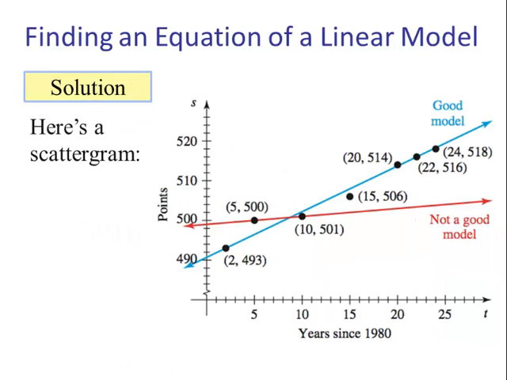So here's the scattergram. We can see that the blue line is a good model for these data points, and the data points do have a linear pattern. The red line, even though it's going through 2 actual data points, is not a good model for this data.